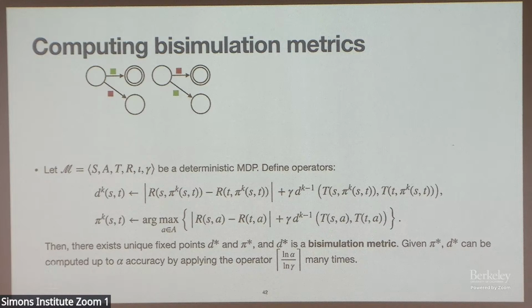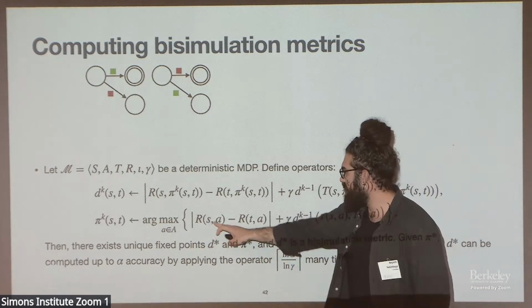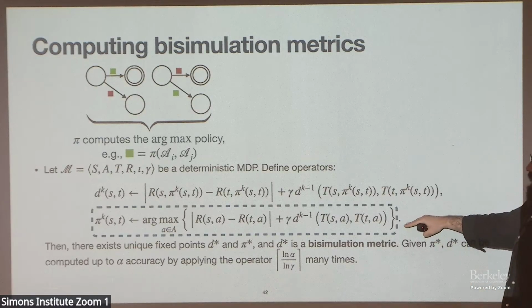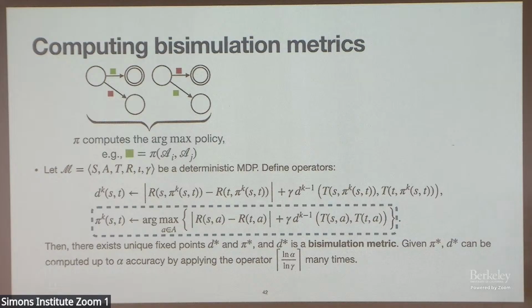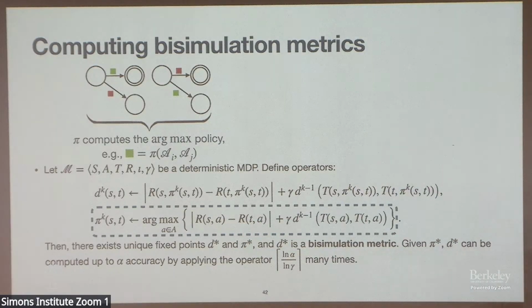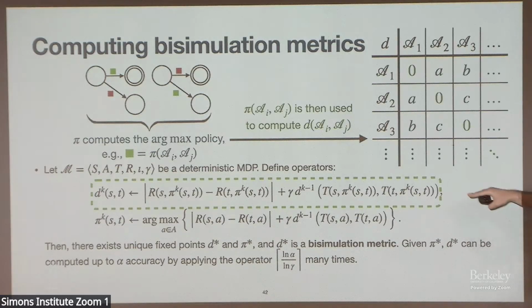What's actually happening in these equations is the following. I give you two DFAs. These S's here are now DFAs for us. The argmax policy gives us evidence that these two DFAs are not bisimilar, because it is trying to maximize this reward difference. So here it will say green. And then we use that action to compute this table for our bisimulation metric.